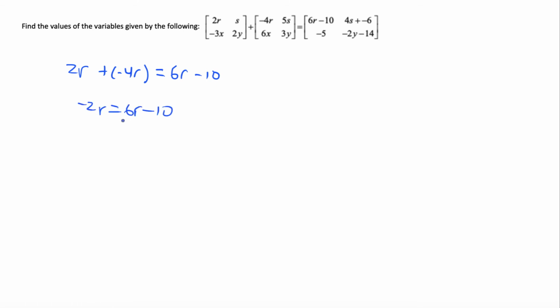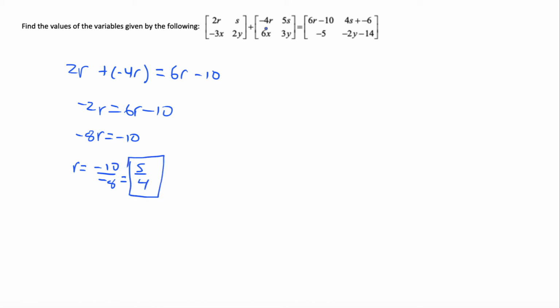I'll subtract the 6R from both sides here, so negative 8R equals negative 10. And from here, I'll divide both sides by negative 8. And when we properly reduce this, we get the final value of R: R is equal to 5 over 4.